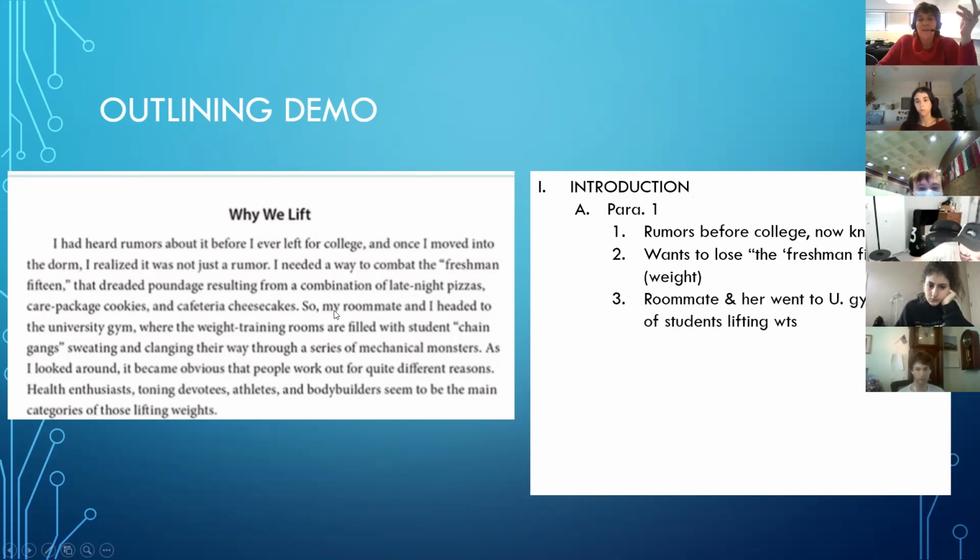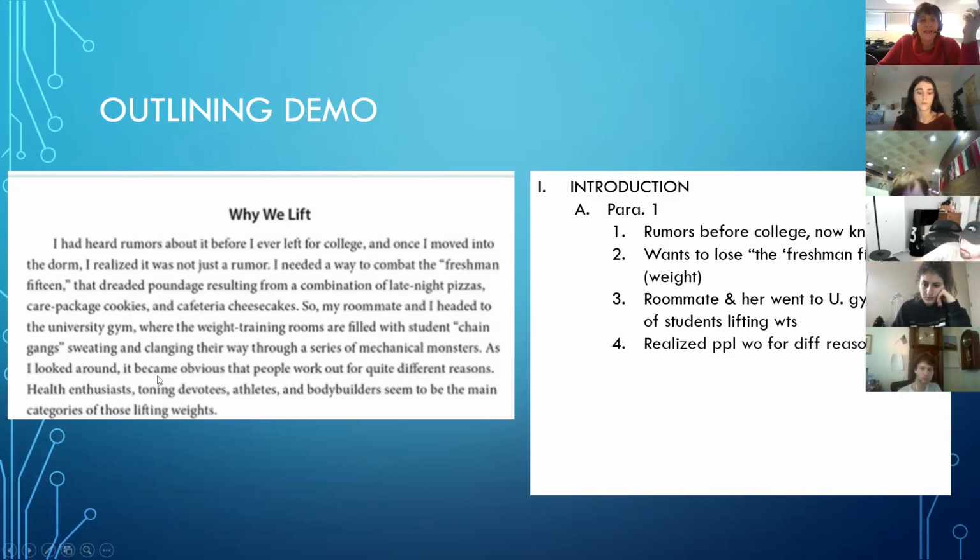The next sentence is, "My roommate and I headed to the gym where weight training rooms were filled with student chain gangs sweating and clanging their way through a series of mechanical monsters." So I know the mechanical monsters are the equipment, right? And the chain gangs brings to mind people really being punished. But it's very metaphorical. That doesn't go into my notes over here. I just say roommate and her went to U gym, the university gym. Lots of students lifting weights. That's basically what's happening in this sentence. So I just shorten it.